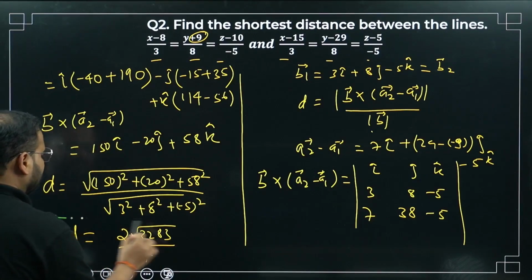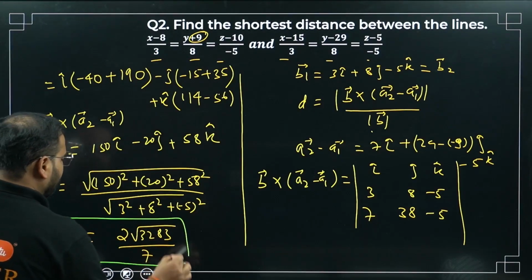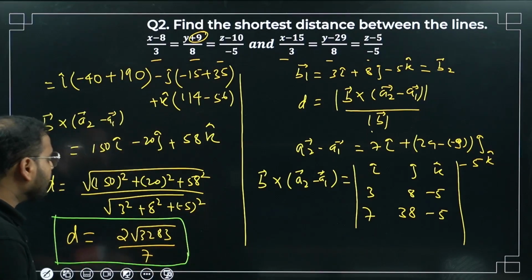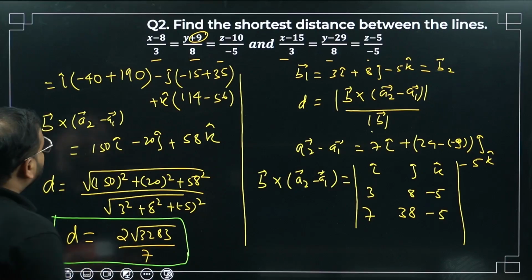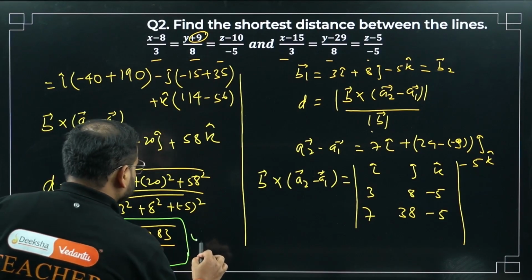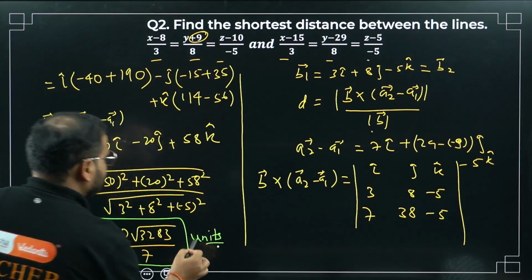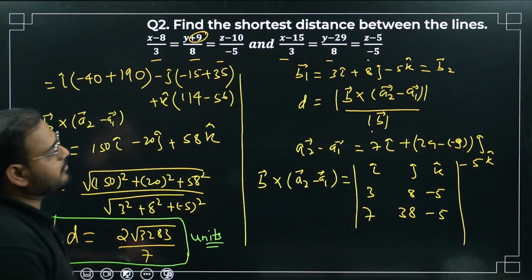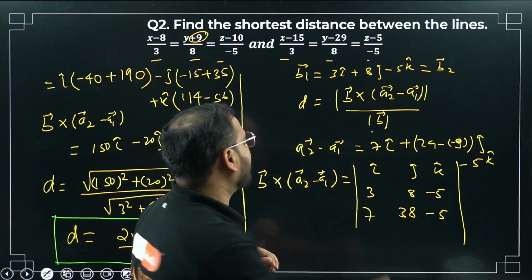I'm not sure, but I think this was it. I remember. Okay, I solved this. When I solved this, I got the answer to be 23283 upon 7. This is what? Again, distance, right? So units. Units. Okay, have a look. This is the answer for question number 2. In the vector form I got. What is the most important part? This thing.